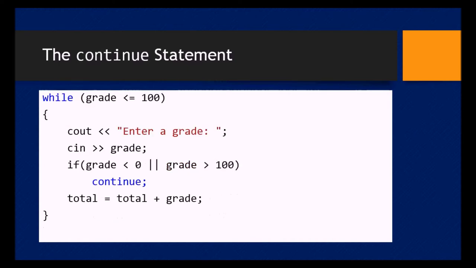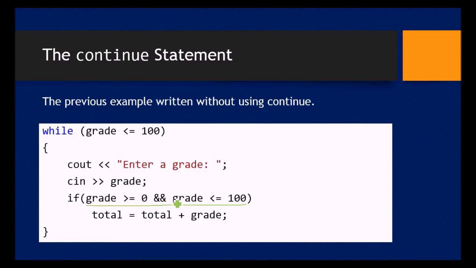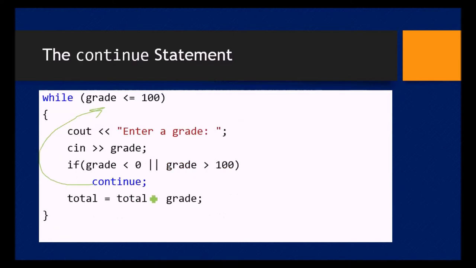So the previous example, this if said, if it's an invalid grade, go back to the loop test. Don't total it. This example says, if it is a valid grade, total it. So if it's a valid grade, go down here and do this. If it's an invalid grade, it skips over that totaling. Now it's at the bottom of the loop, and it automatically goes back up to the top. So it does the same thing as continue, as this example, but without using the word continue.